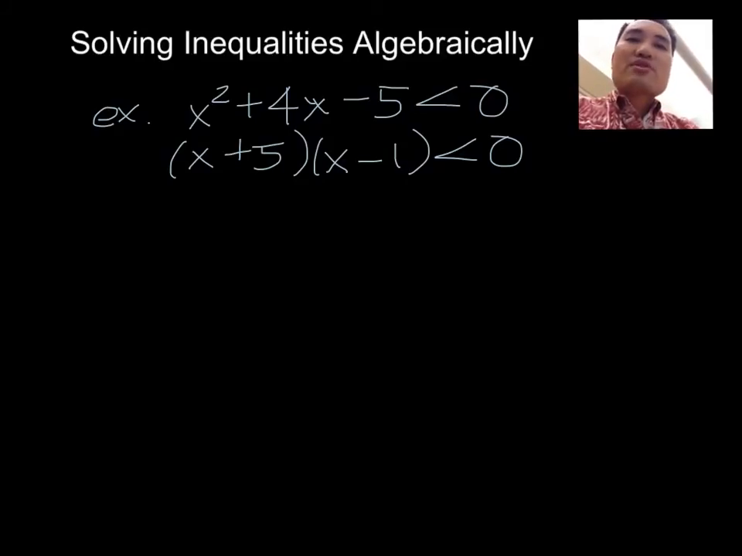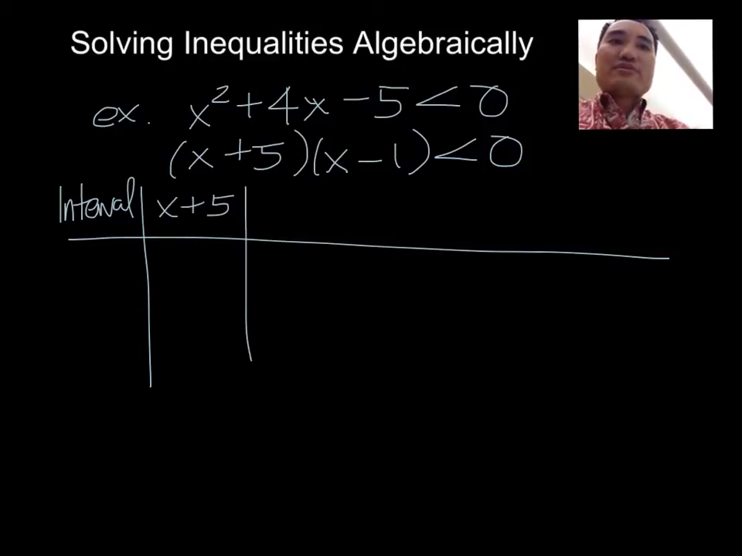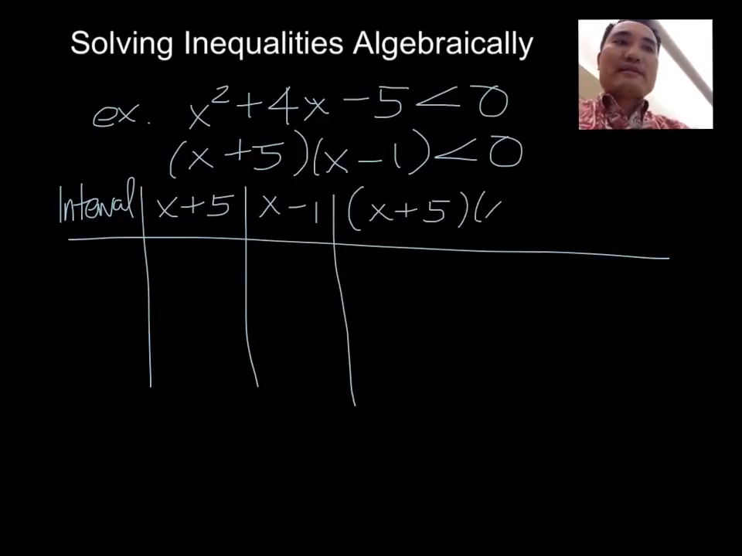So there are some ways to organize this. I'm going to show you two ways to organize this. The first way is to make a table. So I'm going to make a table. This first column is to write our interval. This next one is to write the first factor. The second factor is the third column, and then the result, like this.